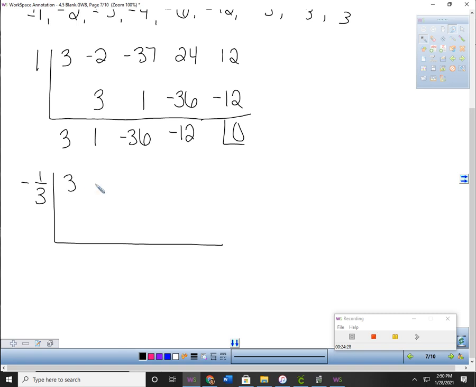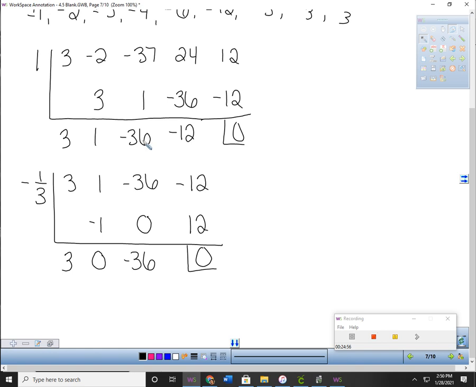So 3, 1, negative 36, and negative 12. Drop the 3. Negative 1/3 times 3 is negative 1, plus 1 is 0, times a negative 1/3 is 0, plus negative 36 is negative 36, times negative 1/3 is 12, and I get the remainder of 0.